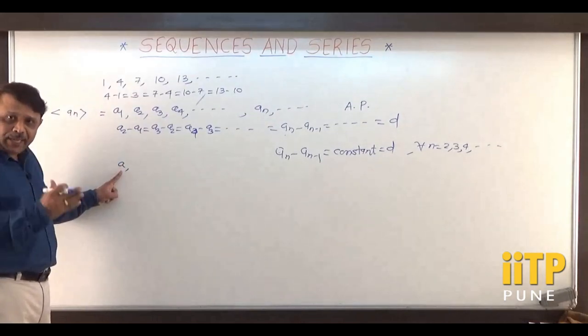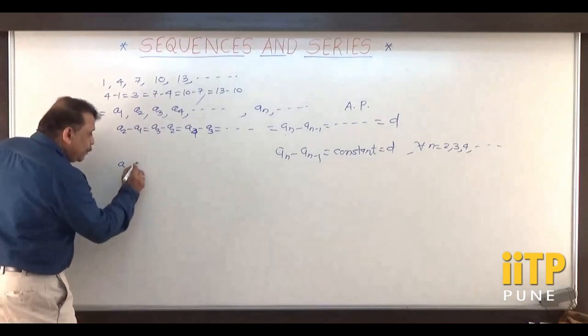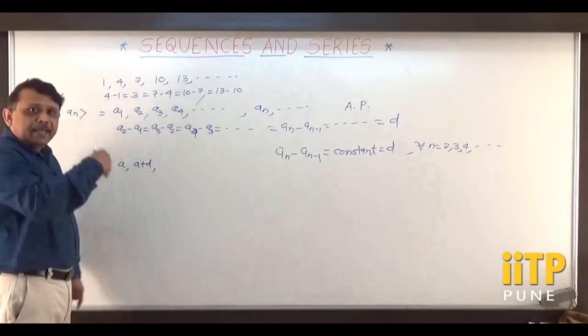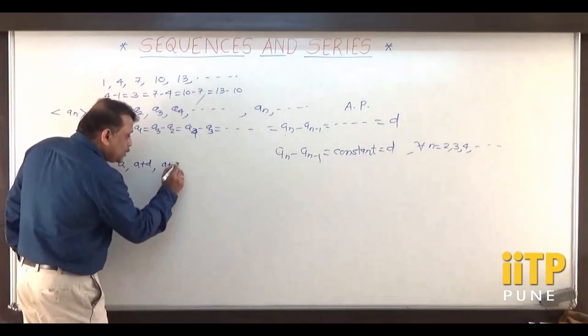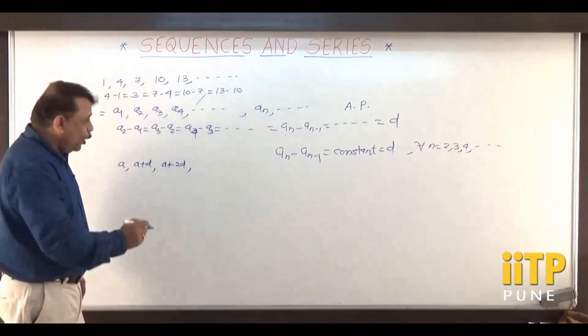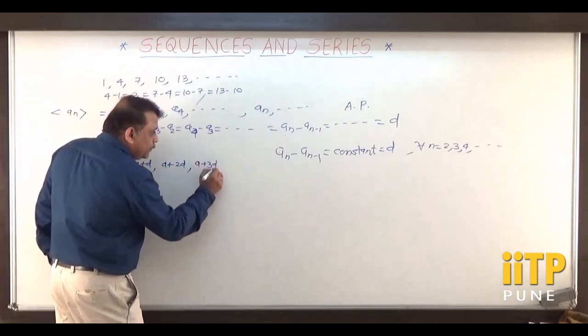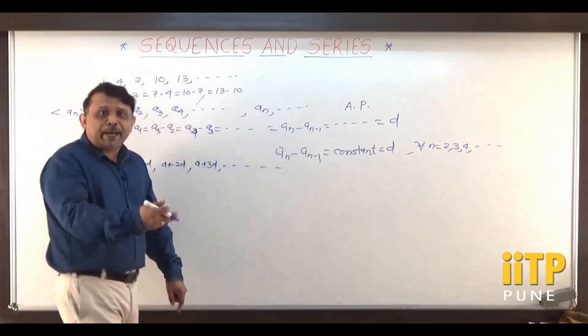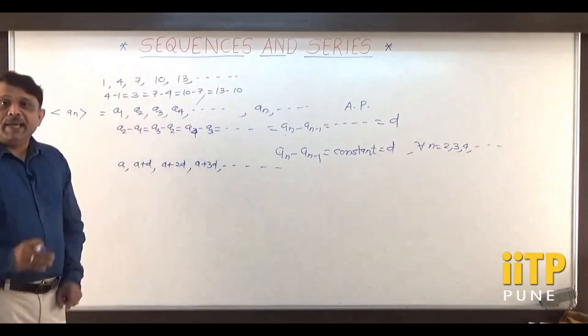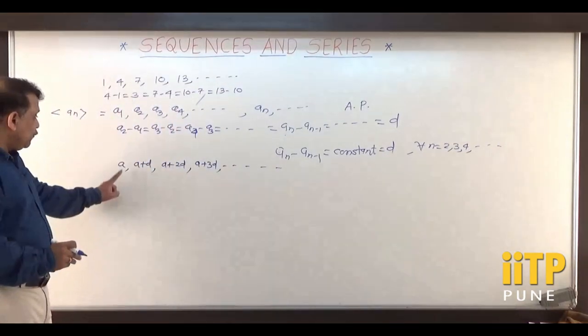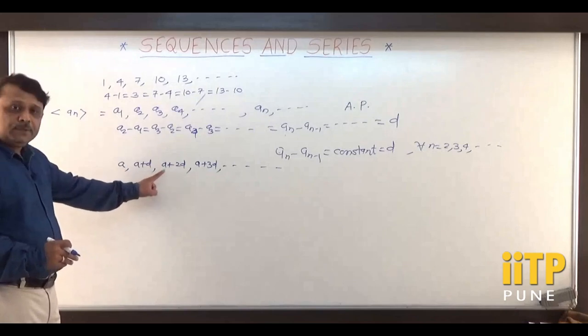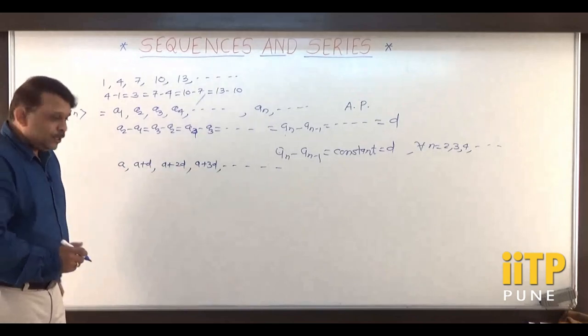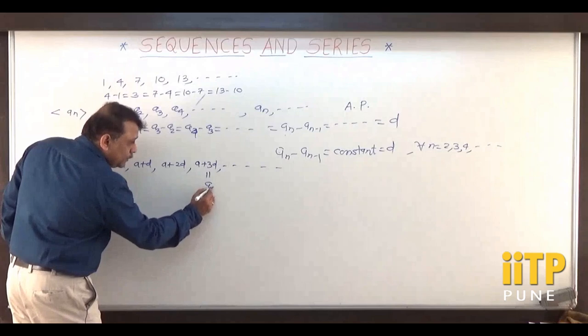Suppose the first term is A. The next term would be A plus D. The next term would be A plus 2D. The next term would be A plus 3D. Likewise, we go on and on to form the arithmetic progression. So this is the first term, second term, third term, fourth term.